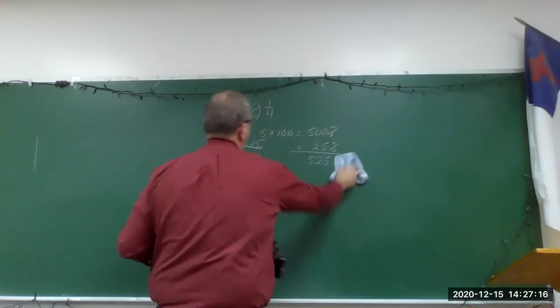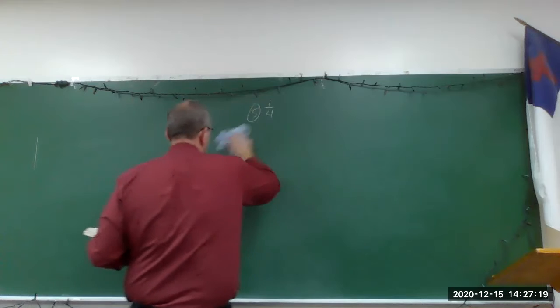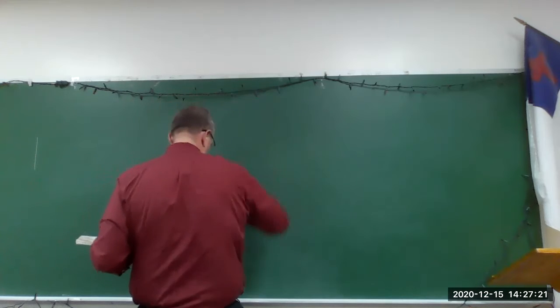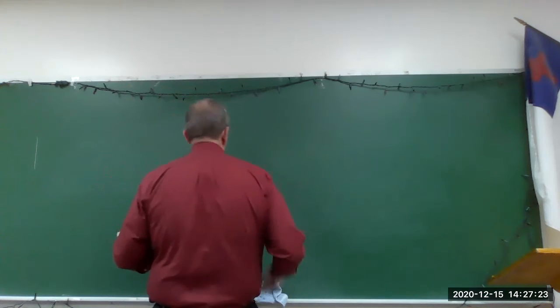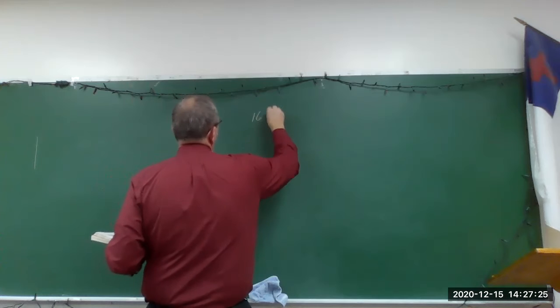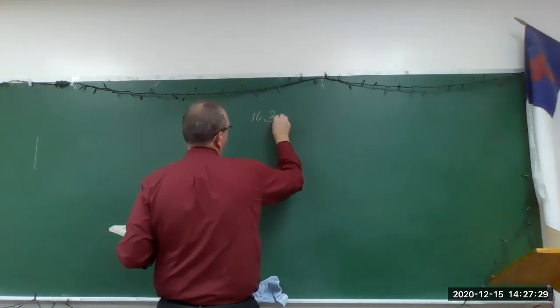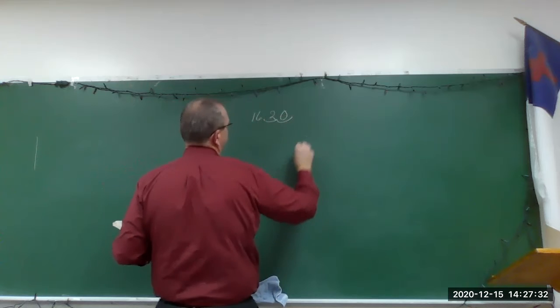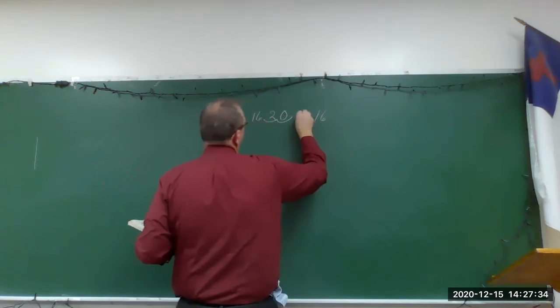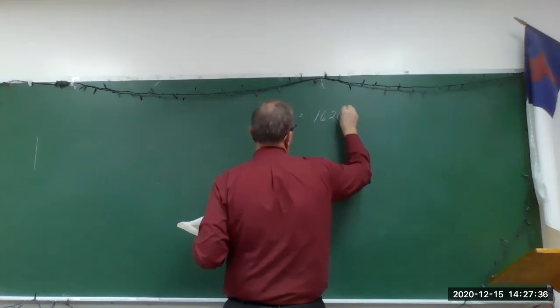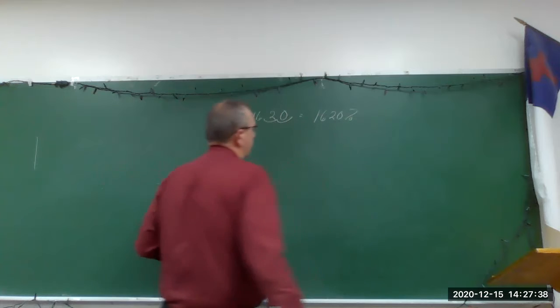Okay, the next one is, again, just simply moving the decimal point, and you have 16.2. What you're going to do is move the decimal point 2 places. So you're going to add a 0 there. You're going to wind up with 1,620%.